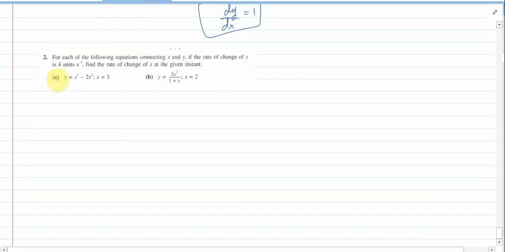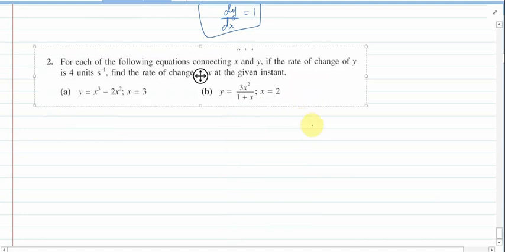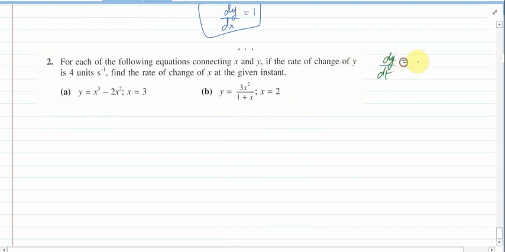It's question number 2. For each of the following equations connecting x and y, the rate of change of y is 4 units per second. So you need to understand what is given. Rate of change of y means that dy upon dt is given and it's 4 units per second. Find the rate of change of x. What you need to find out is dx upon dt.